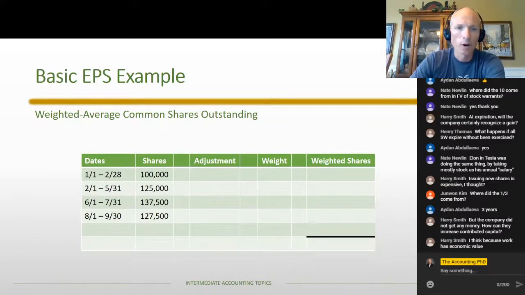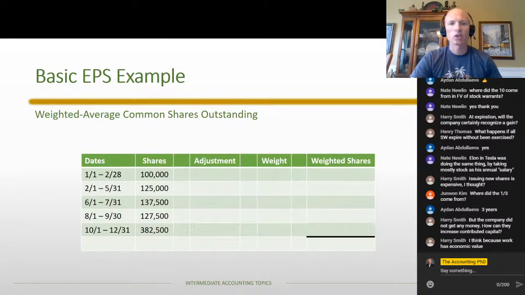And then on 8/1, we have a share repurchase. They repurchase 10,000 shares. So instead of having 137,500 shares outstanding, now we only have 127,500 shares outstanding. And then finally on October 1st, there is a 3-for-1 stock split. So now the number of physical shares outstanding goes to 382,500 shares. The next step in this process is to figure out this adjustment.